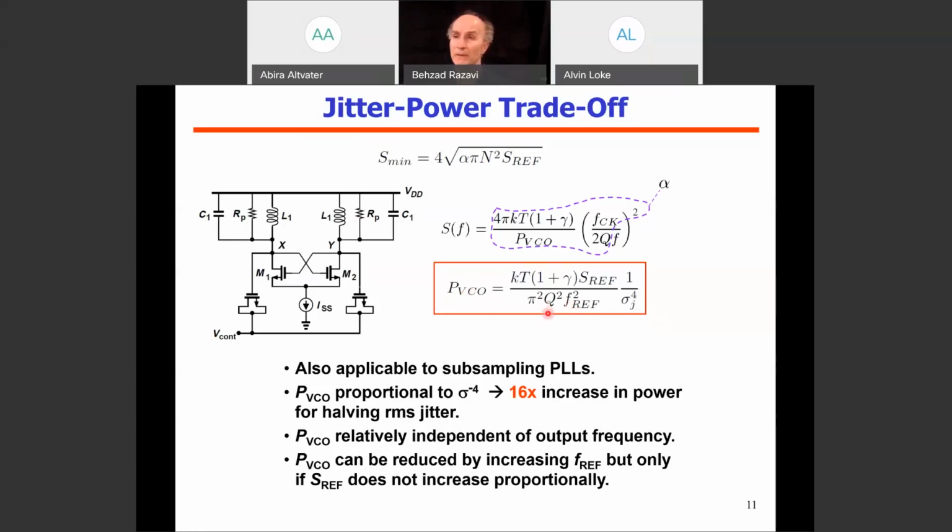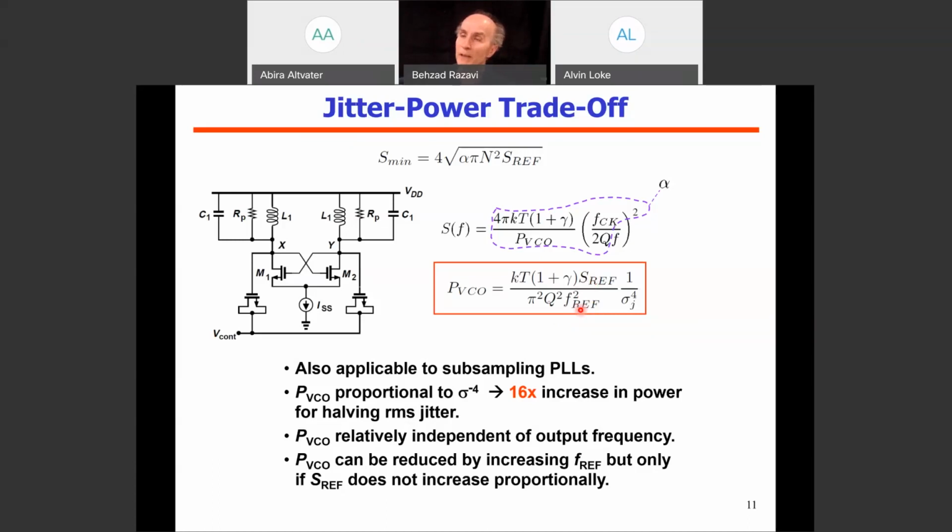And finally, we see that if we want to reduce the power consumption of the VCO, we can try to increase the reference frequency, but only if the reference phase noise doesn't go up proportionally. So in other words, we should be looking for a crystal oscillator for the reference of the PLL such that SREF over FREF squared for that crystal oscillator is minimum. And that depends on the design of the crystal oscillator, its frequency, and other parameters.